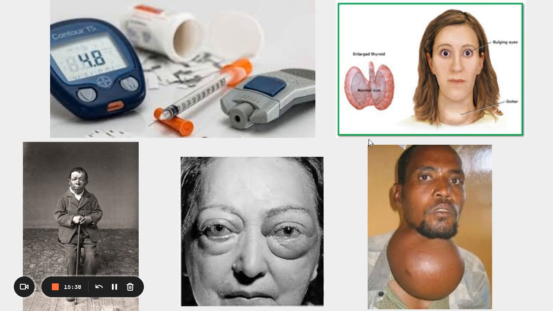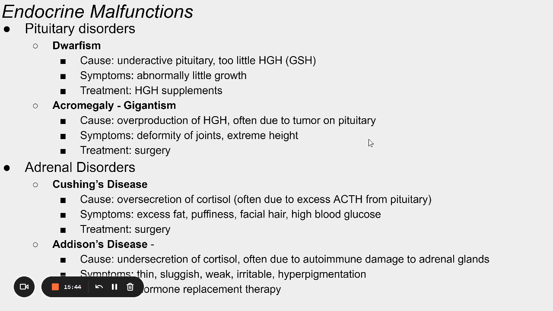Here's some glucose test equipment and insulin that is used to treat people with diabetes. There's other, so your pituitary gland is an endocrine gland at the base of your brain. It produces a hormone called human growth hormone, HGH. This is really important, especially at your age.